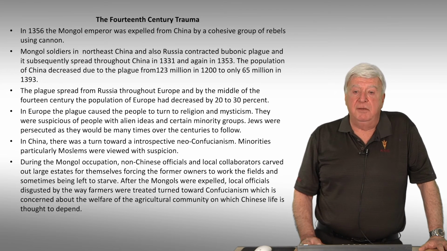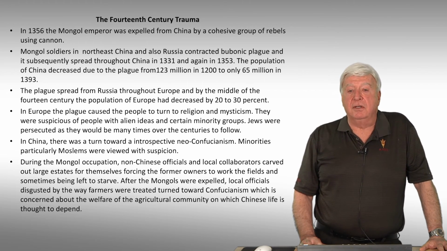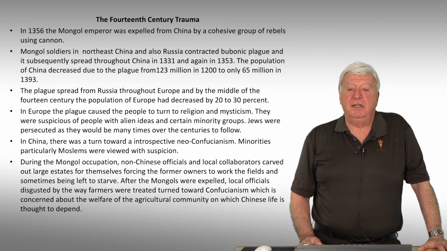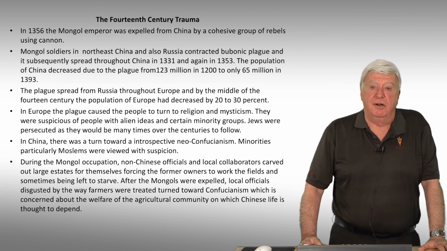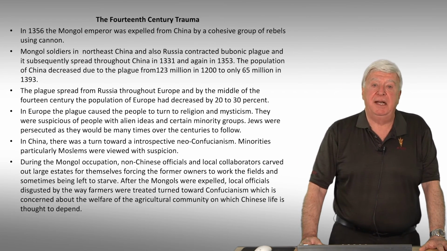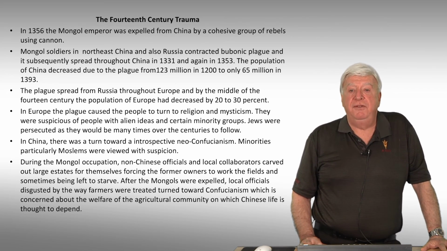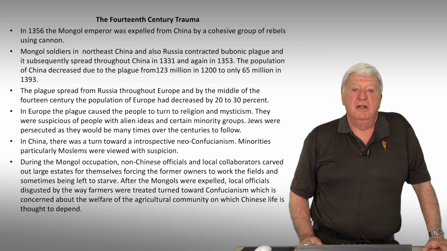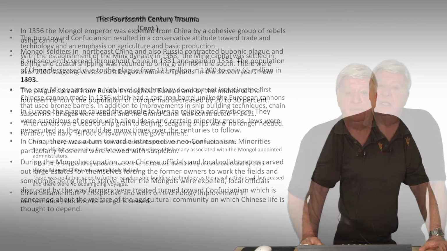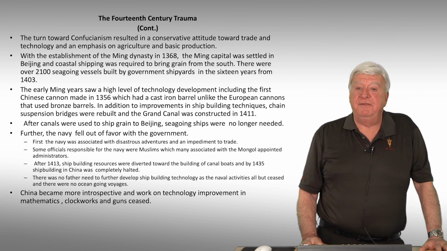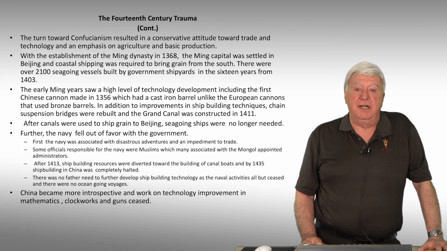During the Mongol occupation, non-Chinese officials and local collaborators carved out large estates for themselves, forcing the former owners to work the fields and sometimes leaving them to starve. After the Mongols were expelled, local officials, disgusted by the way farmers were treated, turned towards Confucianism, which is concerned about the welfare of the agricultural community on which Chinese life is thought to depend. This resulted in a conservative attitude toward trade and technology and an emphasis on agriculture and basic production.